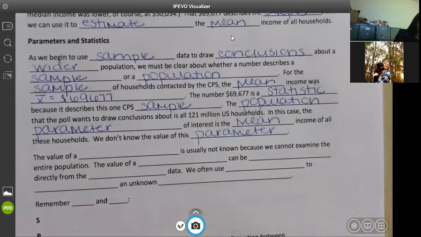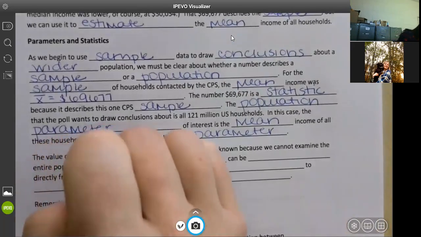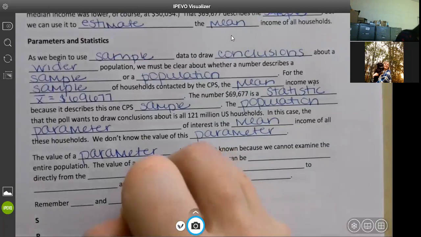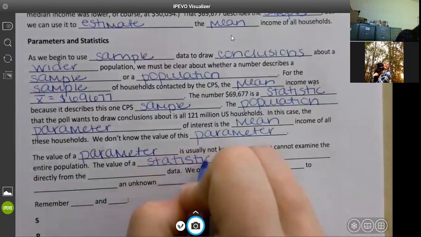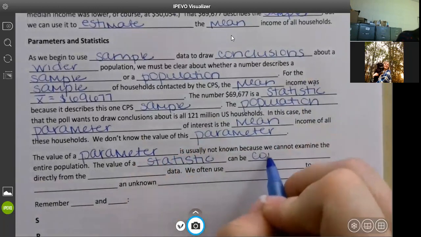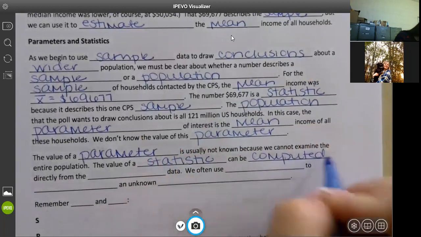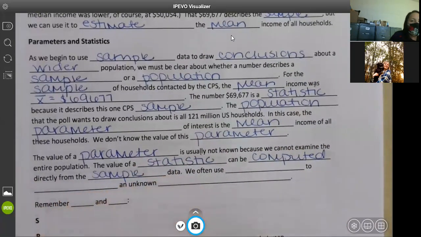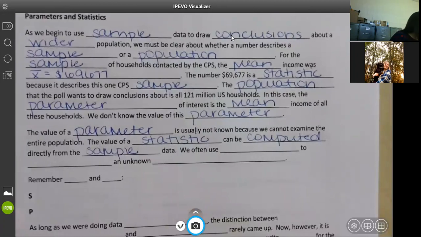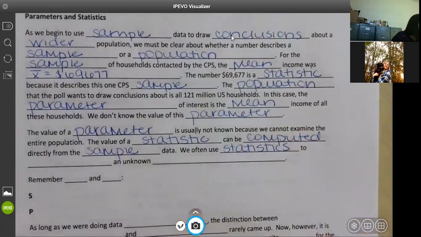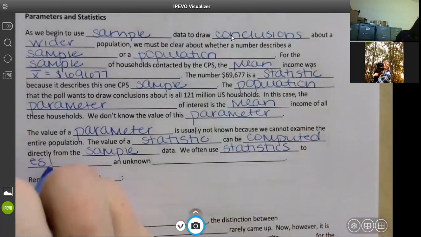The value of a parameter is usually not known because we cannot examine the entire population. The value of a statistic can be computed directly from the sample data. We often use statistics to estimate an unknown parameter.